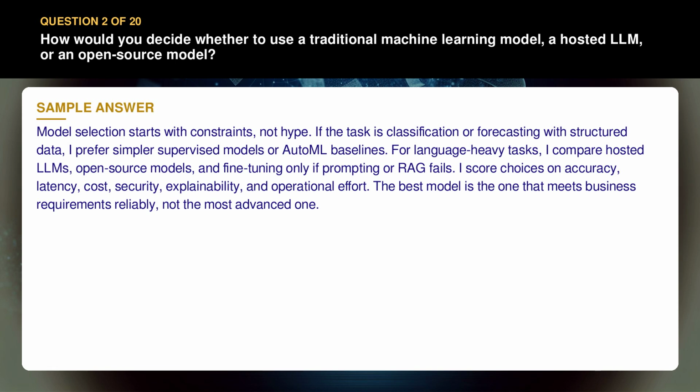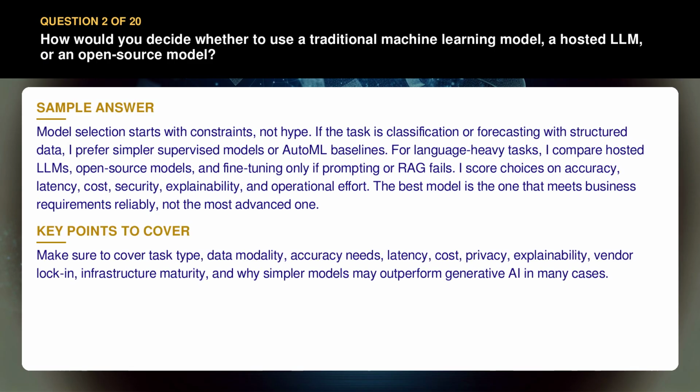I score choices on accuracy, latency, cost, security, explainability, and operational effort. The best model is the one that meets business requirements reliably, not the most advanced one. Make sure to cover task type, data modality, accuracy needs, latency, cost, privacy, explainability, vendor lock-in, infrastructure maturity, and why simpler models may outperform generative AI in many cases.